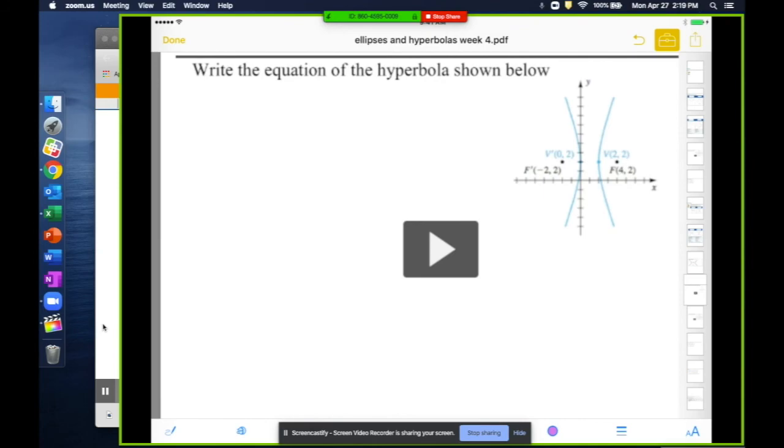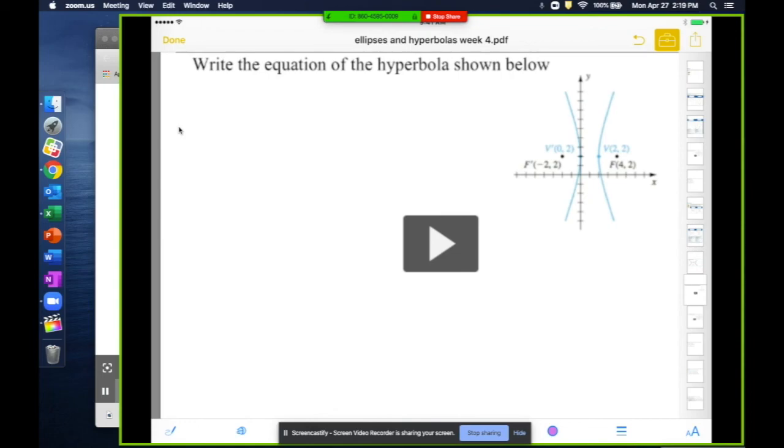Alright, so for our first example, the first thing I'm going to want to notice is that we have a horizontal hyperbola, so we want to use the equation where x minus h squared is first, divided by a squared, and then minus, so this is going to be minus for our hyperbolas, y minus k squared over b squared equals 1. So I've got to find the center and my a and my b value.